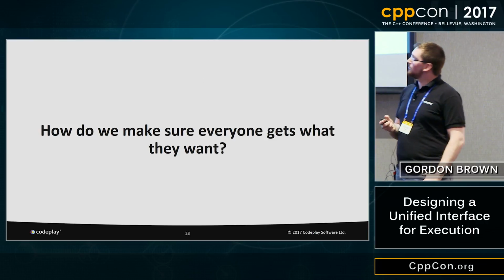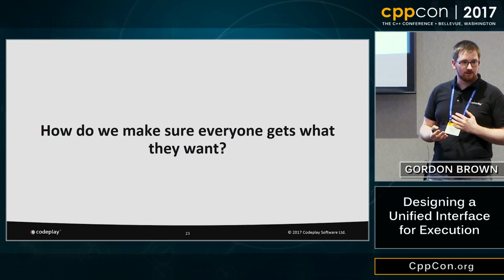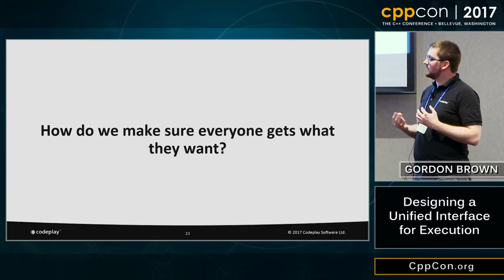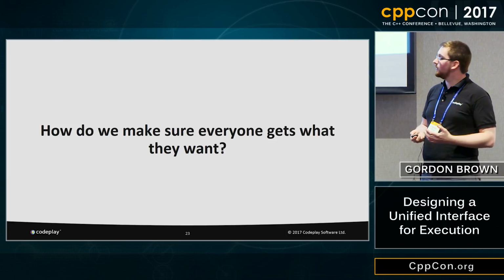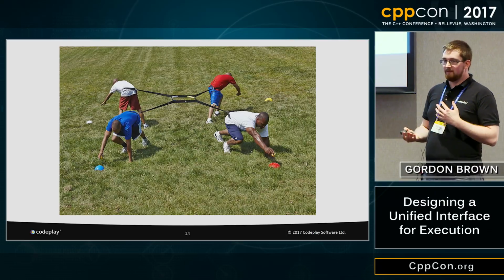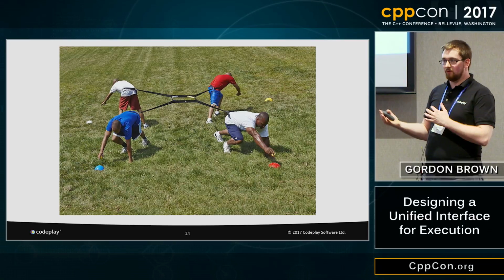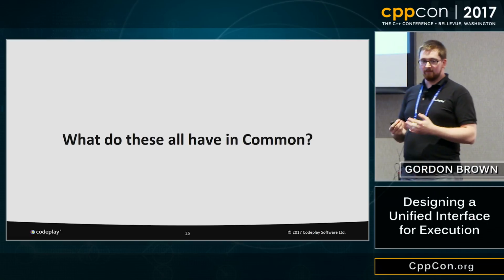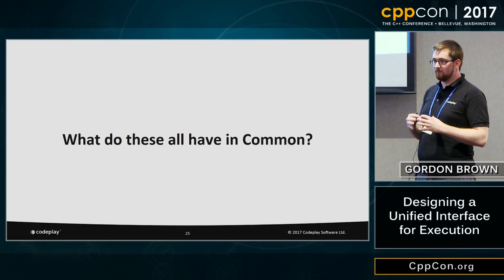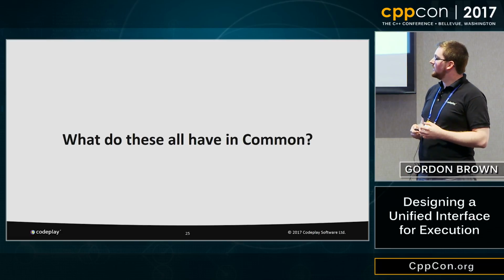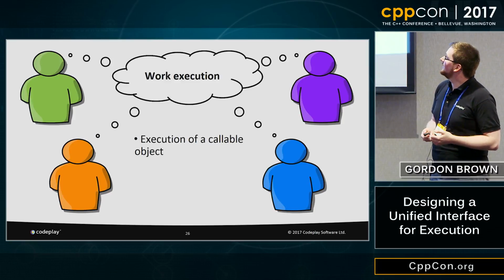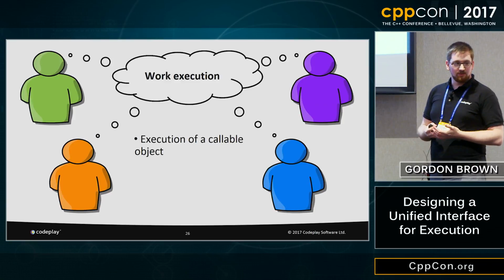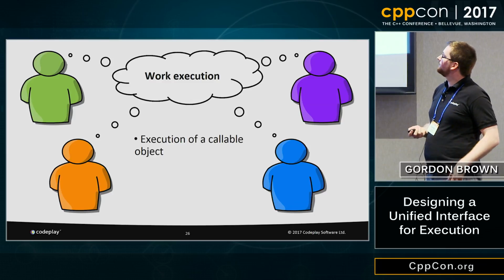So the problem is, if everyone has a different idea of what execution is, how do we define a unified interface that works for everyone? If everyone just pulls in favor of one approach, you never reach a consensus in this unified design. So essentially we need to find a common ground, something that all of these requirements have that we can build from. Essentially, all of these use cases require the ability to execute work.